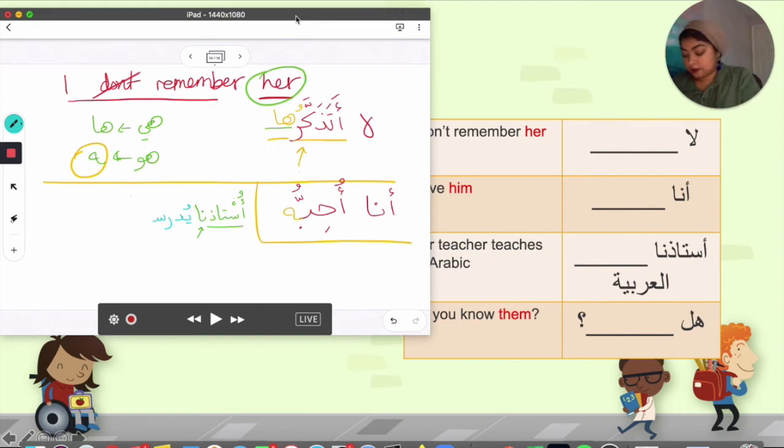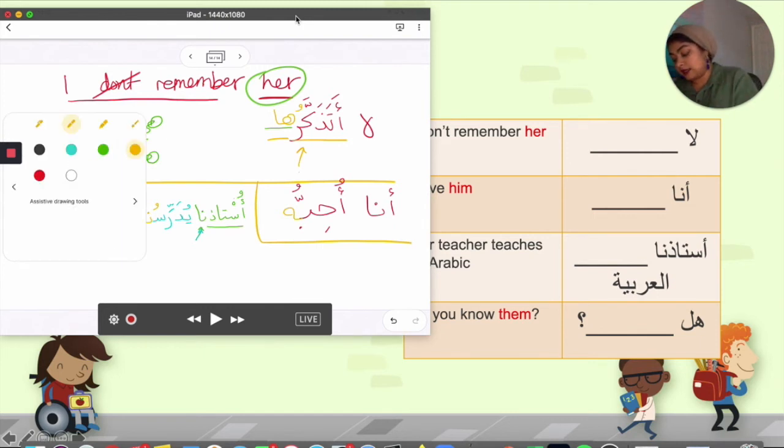Yudarris. Yudarris is to teach. Remember with the shadda. Yudarris. And then what do I say for us? It's the same exact thing for our. Our and us are the same exact thing. So what do we add? We add a noon alif to the end. Yudarrisuna, and you can pronounce it with a dhamma to make it easier. Ustaduna yudarrisuna al-Arabiya. He teaches us Arabic.